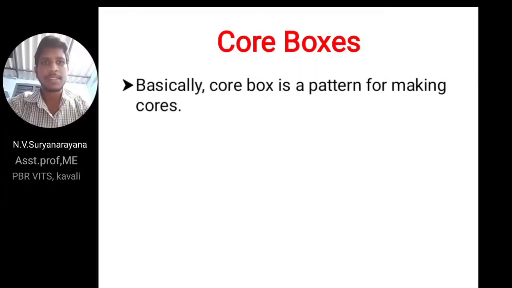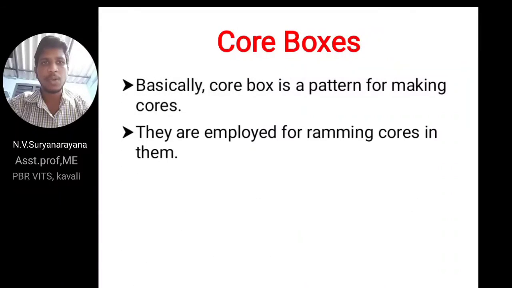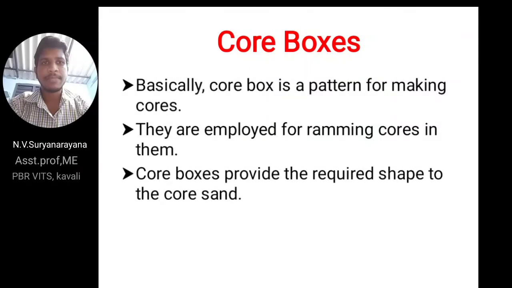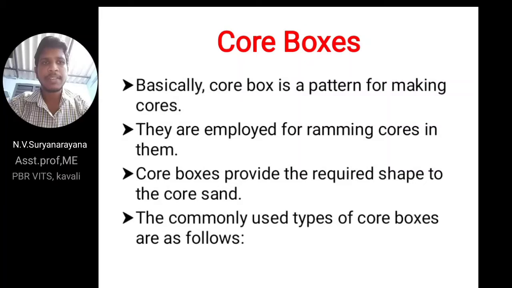Next, core boxes. Basically, a core box is a pattern for making cores. They are employed for ramming cores in them and provide the required shape to the core sand.